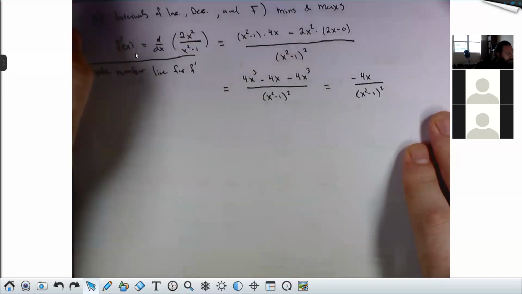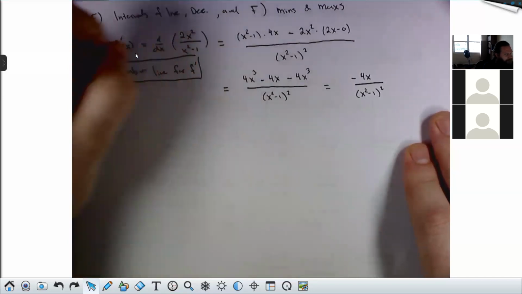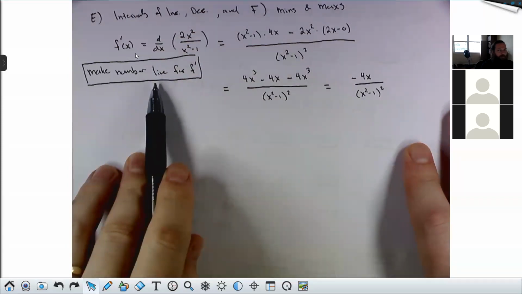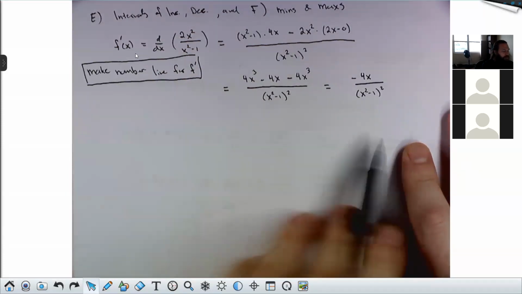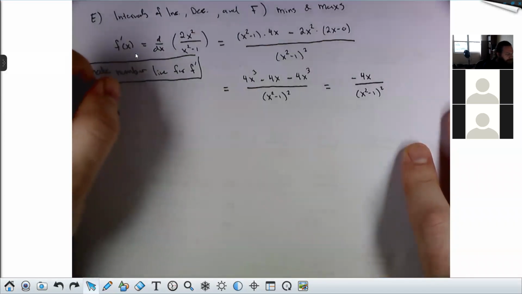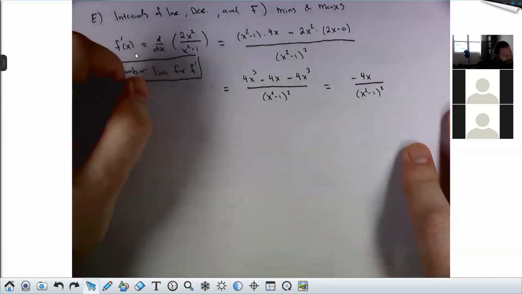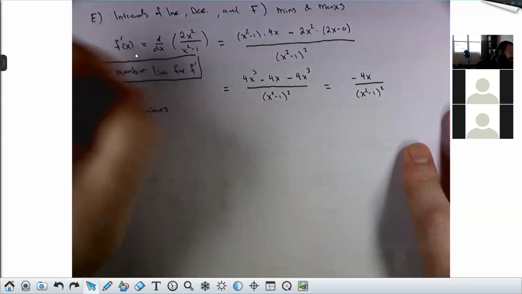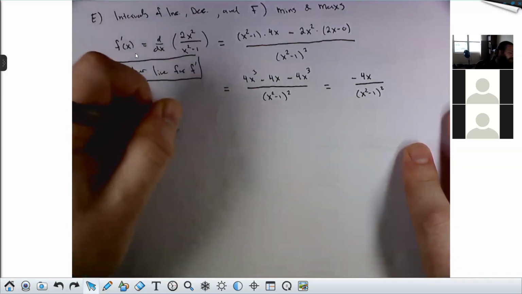That's how you always do this. That number line, we start by finding our critical numbers, and then we plot those on a number line. What are the critical numbers here? These are places where f prime of x is equal to 0, or f prime of x is undefined.